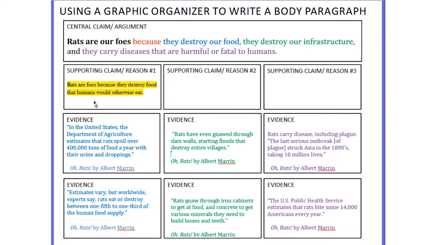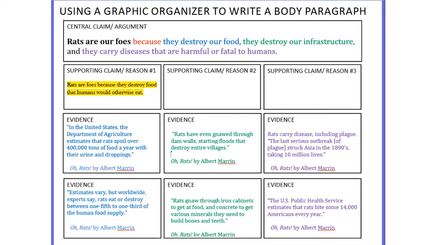I already have my supporting claim for my first reason, which is the body paragraph I'm going to talk about today. You'll need to come up with a supporting reason or claim for the second body paragraph and the third body paragraph. So for the first body paragraph, I have 2 pieces of evidence for the supporting claim, rats are our foes because they destroy food that humans would otherwise eat.